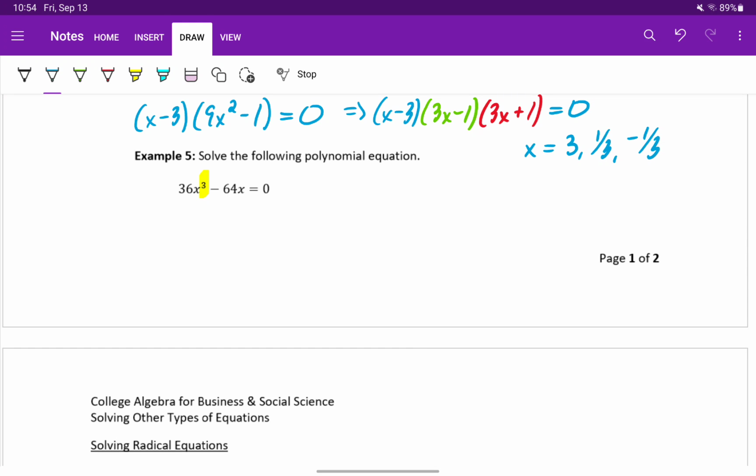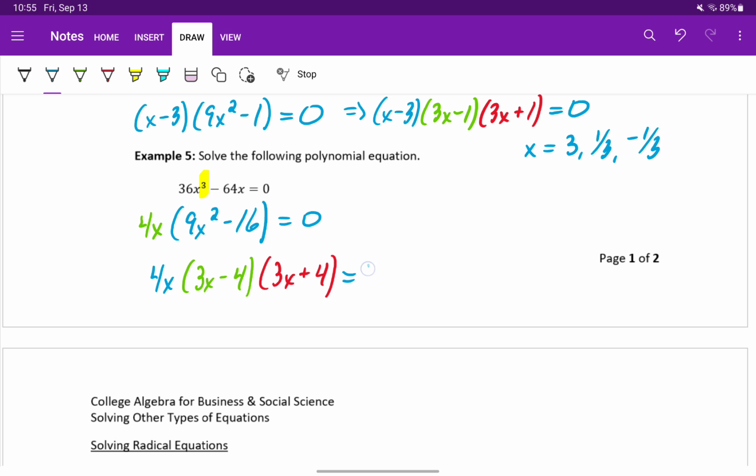In example 5, similarly, we'll look at grouping. In this case, we only have two terms. So we'll start by factoring out the GCF, which is 4x, which will leave us with 9x squared minus 16 is equal to 0. 9x squared minus 16 can again be factored using difference of squares. So we'll end up with 4x times 3x minus 4 times 3x plus 4. Which will leave us with three solutions: 0, 4/3, and negative 4/3.